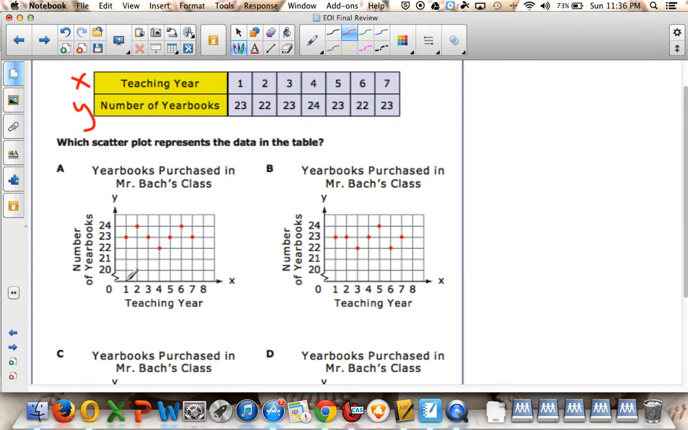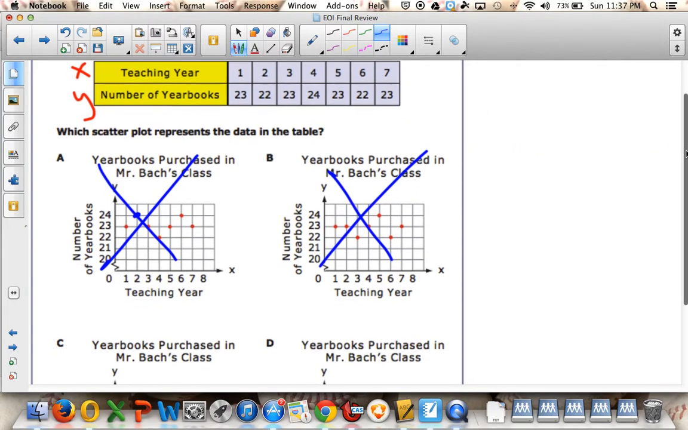Well, right here I have 1 being 23, and I have 2 being 24 years. You can see right here where the red dot is. I'll use blue since it matches up. Well, that's not how it is up here, so it can't be A. Also can't be B because at 2 years it says that he had 23 books. So it's not B either.